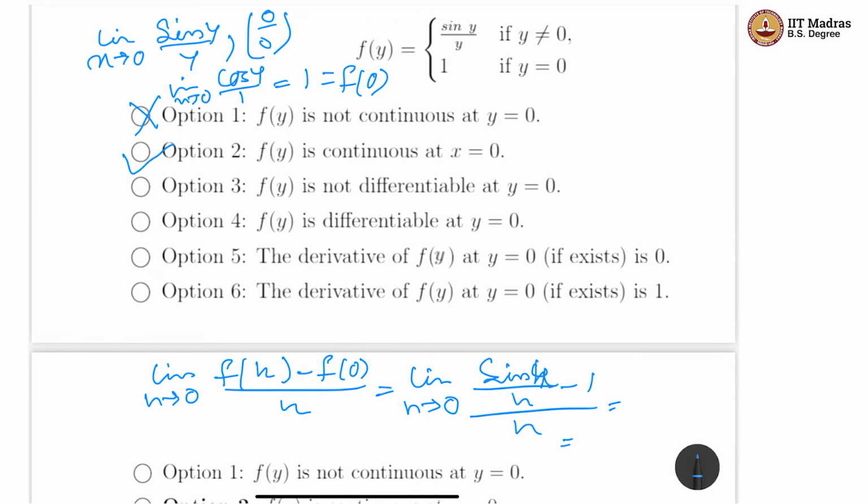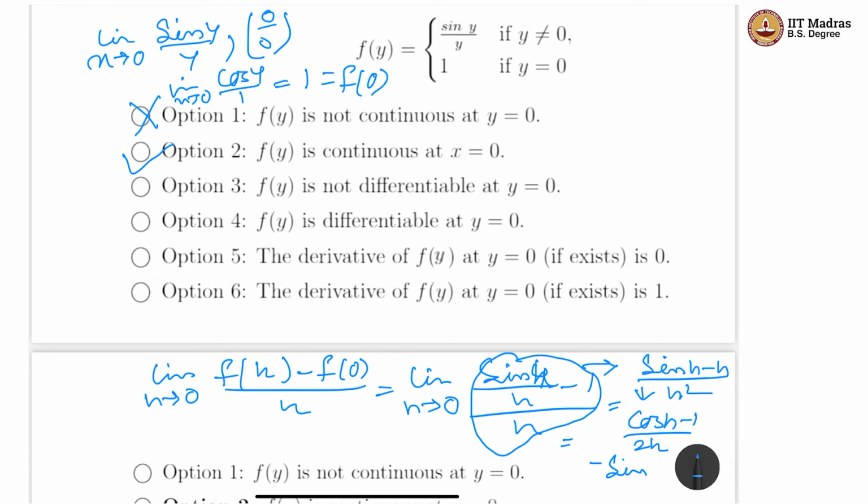So this will be equal to (sin h minus h) by h square. If we put 0 here, clearly we will again get 0 by 0 form, right? So we will differentiate it, then we will get (cos h minus 1) by 2h, again 0 by 0 form, right? So again we will differentiate, then we will get sin h by 2. Now we can put 0 here, then the limit will be equal to 0.